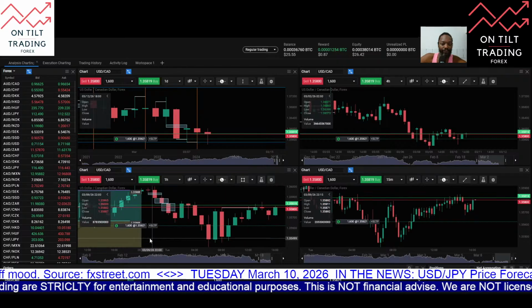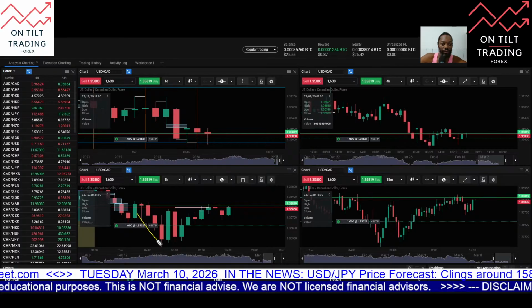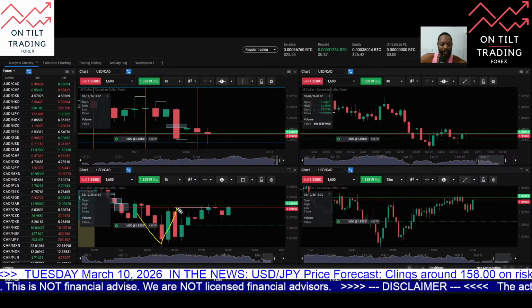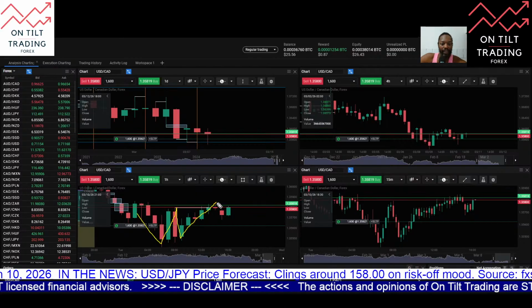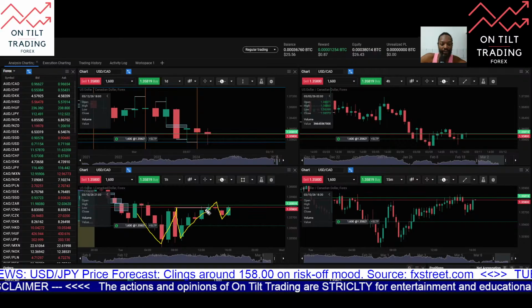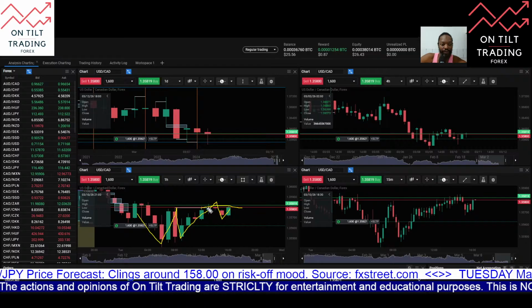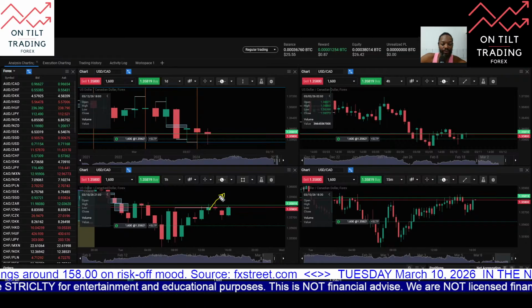Then you get this next low put in here, lower low, lower high, and then you get this put in here, and then you get a higher high, higher low, and now you've got price right here back at this level where it just put in another shift here to the buy side.